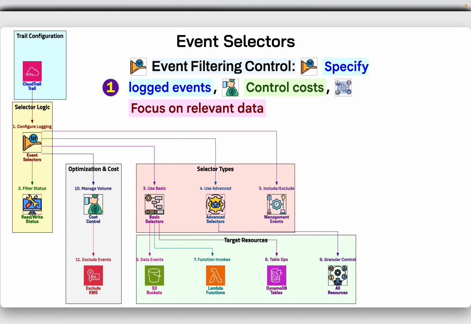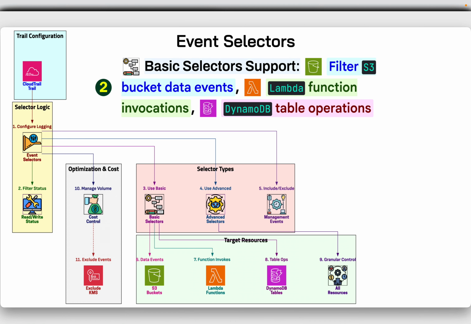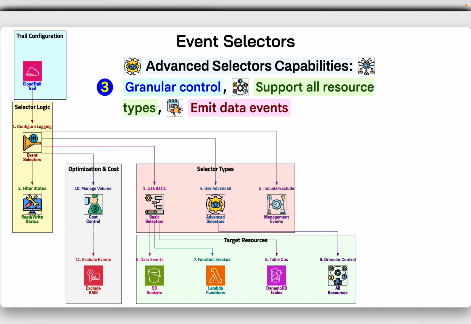Event selectors allow you to specify which events a trail logs to control cost and focus on relevant data. Basic event selectors support filtering for S3 bucket data events, Lambda function invocations, and DynamoDB table operations. Advanced event selectors provide more granular control and support all resource types that emit data events.